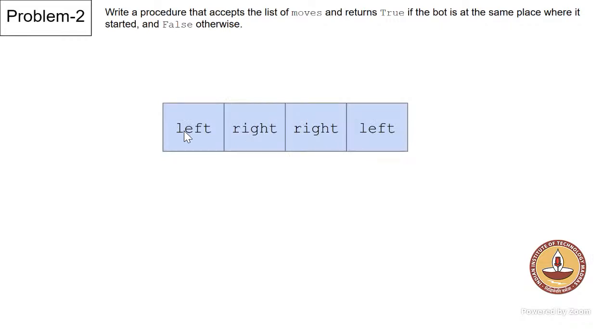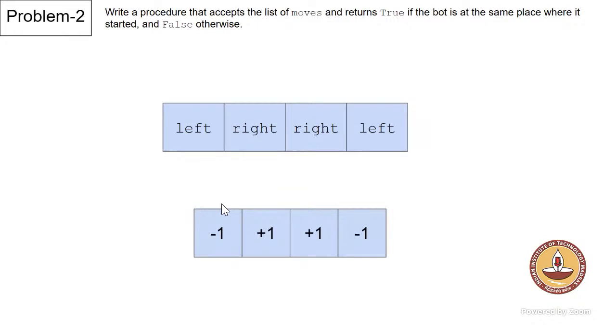So let us imagine a list of moves that has left, right, right, left. If the boat takes first left one step and then right, it will be at the initial position only. Again, if it takes one step towards right and one step towards left, it will be at the starting position only. So at that time, the number of moves will be equal to 0 and the procedure should return true in this case if the boat is at the starting position.